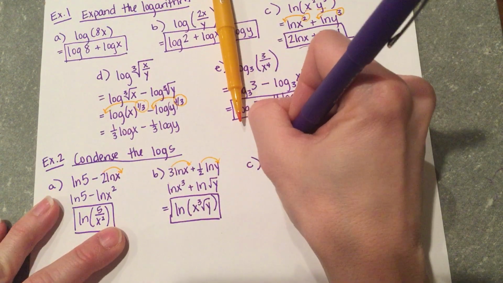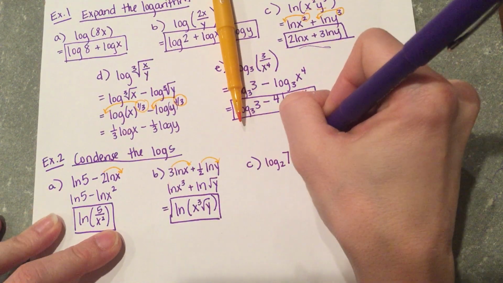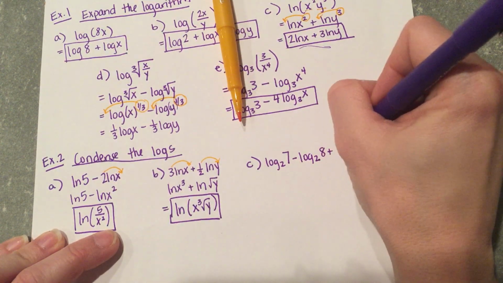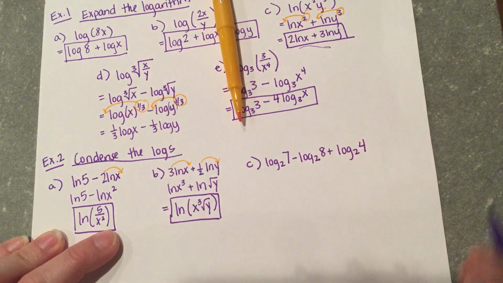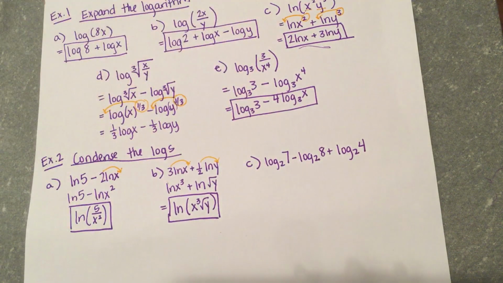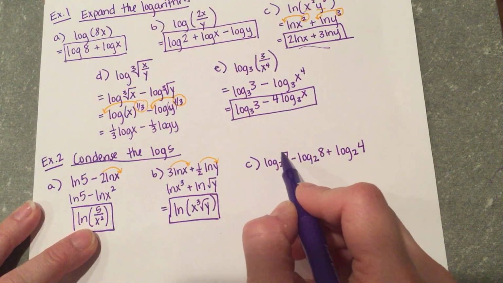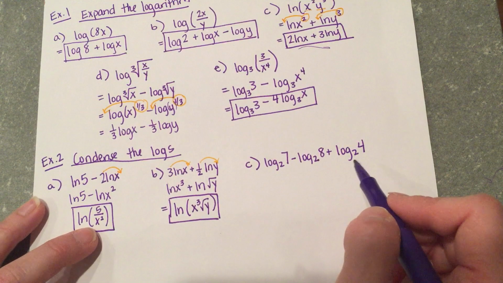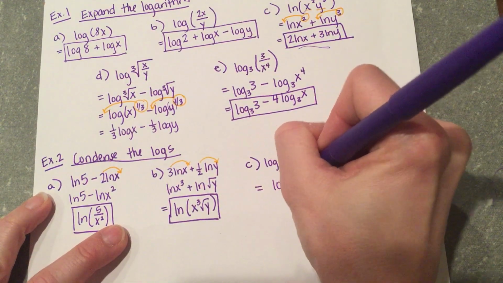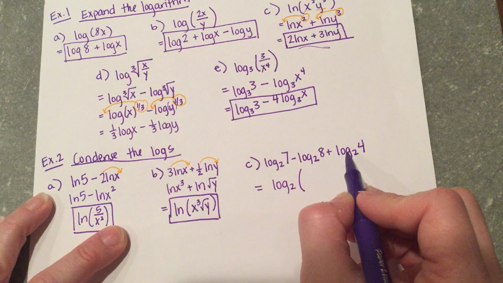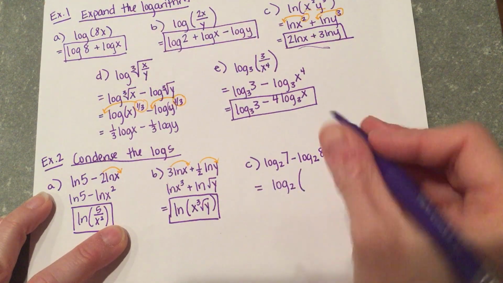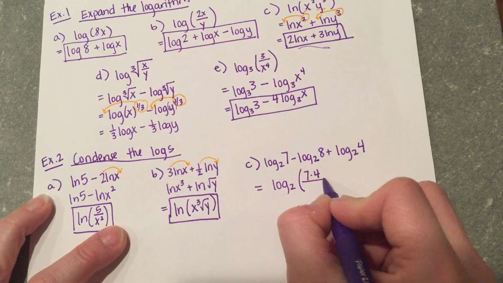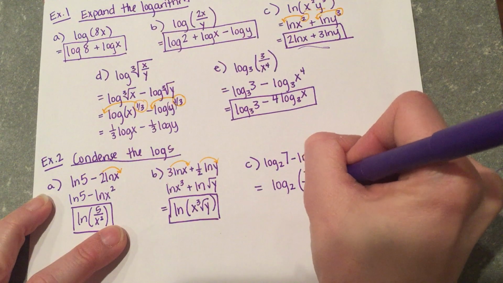Okay, what if I have something like this? Log base 2 of 7 minus log base 2 of 8 plus log base 2 of 4. So I have 3 terms now that I'm trying to combine. The log base 2 of 7 is positive. The log base 2 of 8 is negative. Log base 2 of 4 is positive again. So when you combine these, anything that's positive, you're going to put in the numerator. So like the 7 and the 4, they were with a positive log, so they go to the numerator. Anything that's with a negative log, like this 8, goes in the denominator.